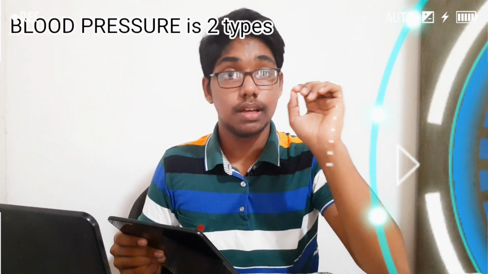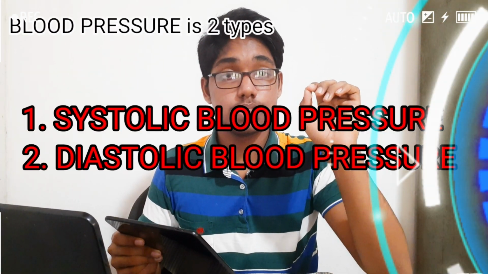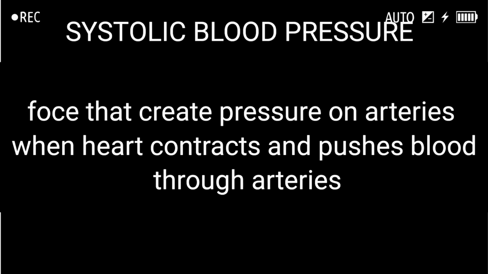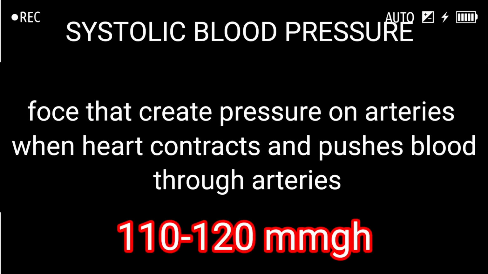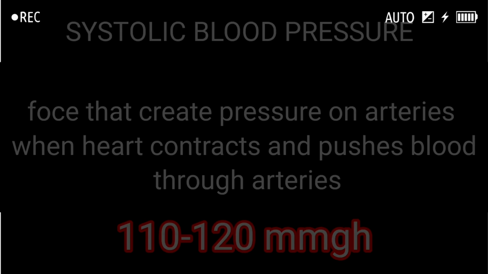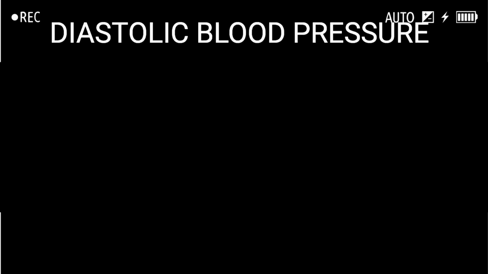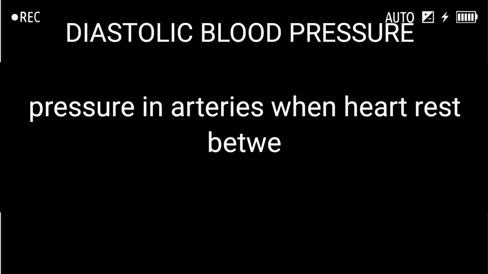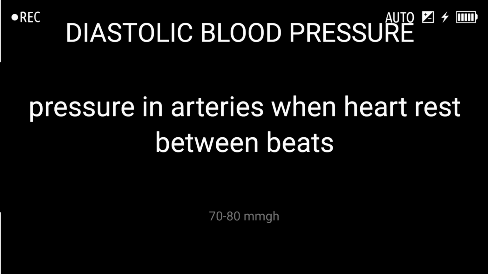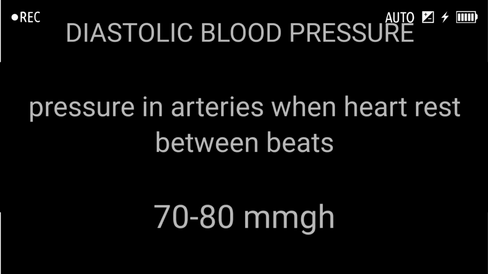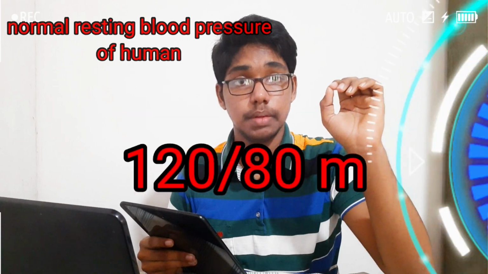What is it? This is measured in the unit millimeters of mercury. Blood pressure is of 2 types: systolic blood pressure and diastolic blood pressure. Systolic blood pressure is the force that creates pressure on the arteries when the heart contracts and pushes blood through the arteries. This is normally between 110 and 120 millimeters of mercury in a healthy person. And diastolic blood pressure is the pressure in the arteries when the heart rests between beats. That's normally 70 to 80 millimeters of mercury. So the normal resting blood pressure of a human is 125 over 80 millimeters of mercury.